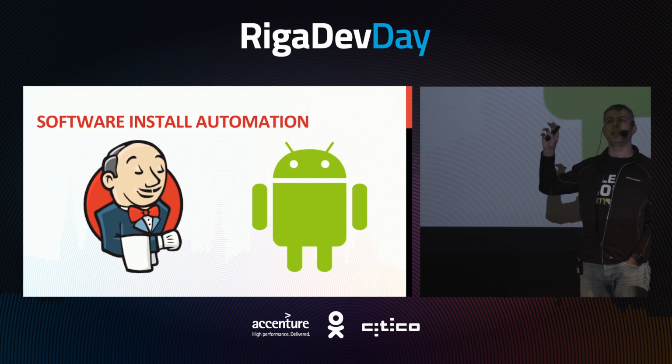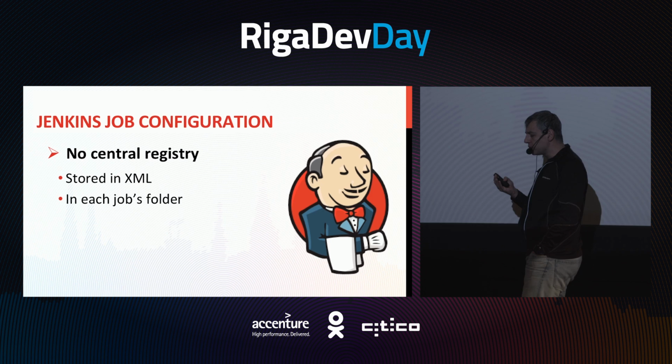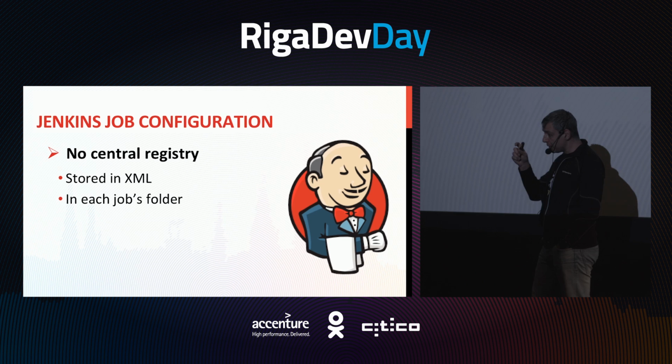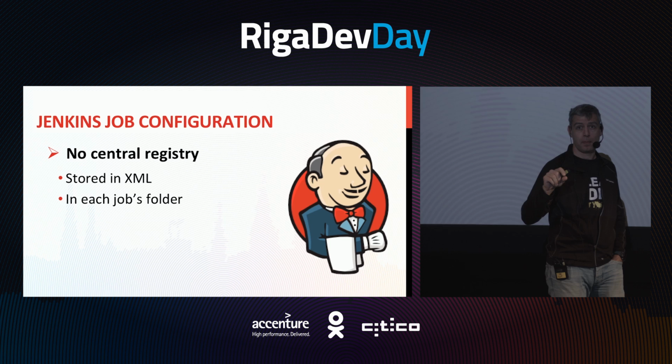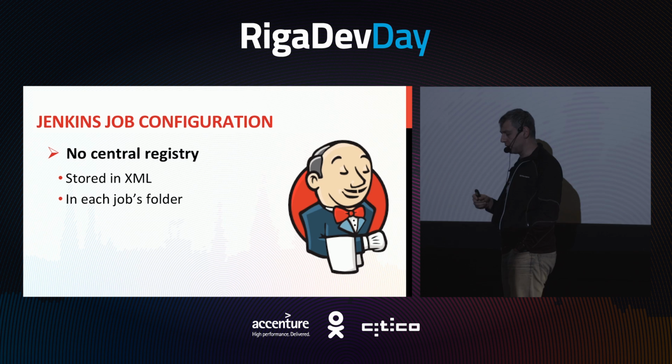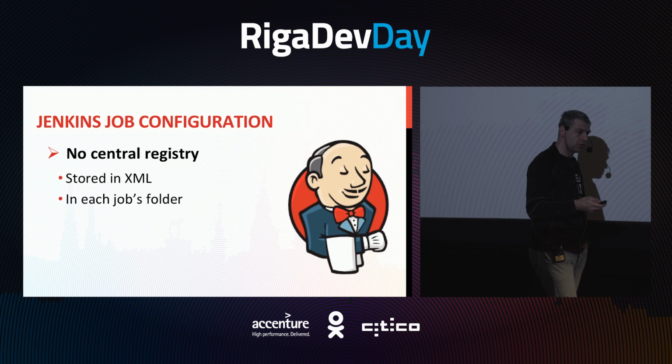Nearly everyone. So what you have to understand about Jenkins is there is no central repository for the configuration. In effect, the configuration of a job that you see in the UI is in an XML file, a single XML file stored in a folder. Basically, what Jenkins does is it reads this file to do its job. So, okay, it works like that. Let's do it.